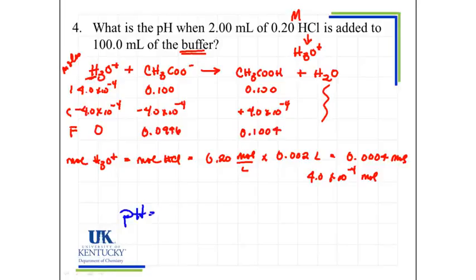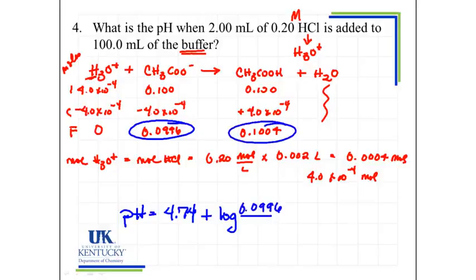pH equals pKa. Well, I'm using the same buffer. It's got a pKa of 4.74 plus the log of the number of moles of base. So we come up to our F line, and there's the base. I can use the number of moles of base over the number of moles of acid. And guess what? This still does not change it. It takes it down ever so slightly, but to 2 places after the decimal point, which is all we can really know it, it still is 4.74.